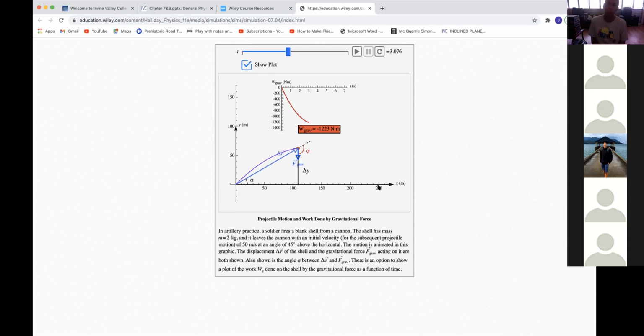Why will the work done by gravity, the total work done by gravity, be 0 when it hits the ground? Because all the negative work it did going up is equal to all the positive work it did coming back down.